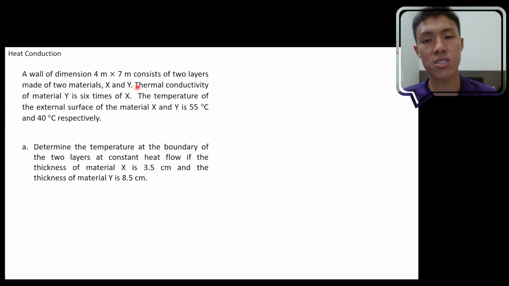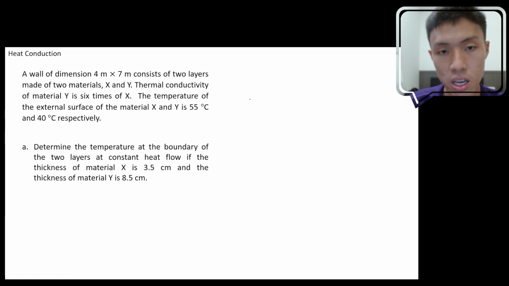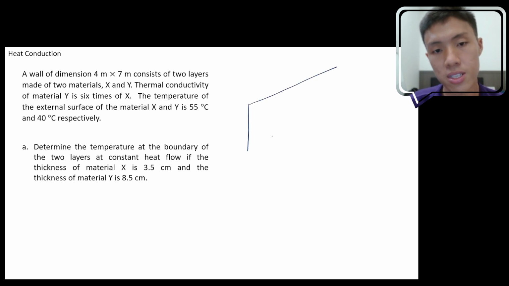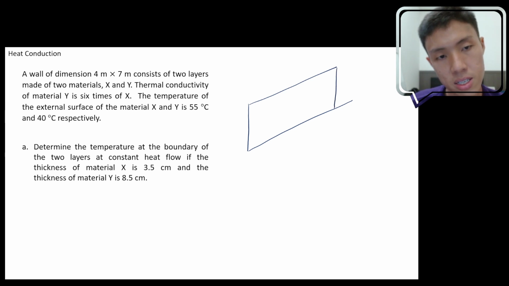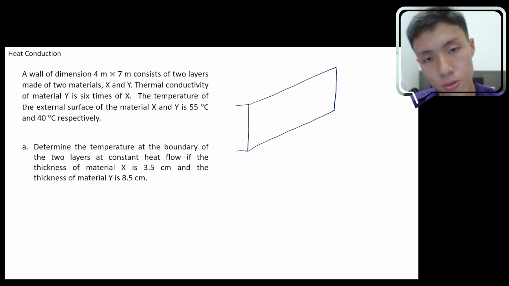Okay, so let's try to sketch it right now instead of just showing it using these two books over here. It's 4 cm multiplied by 7 cm, something like this. Then it consists of 2 layers, you can sketch it something like this. You have 2 layers.